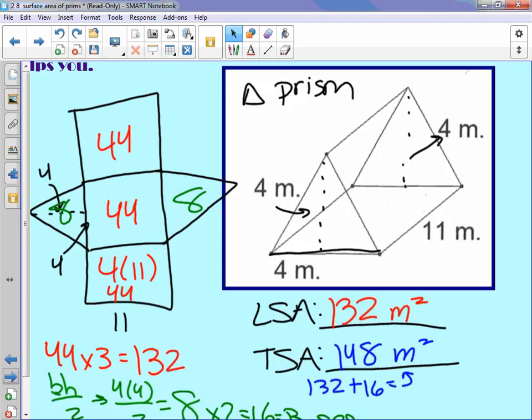Any other questions? Yes, ma'am. All bases are congruent. So here, that means if I find the area of this triangle, it's exactly the same as this one. You're not going to have to worry about finding the area of these, but I just want you to know. If I find the area of this, then I have the area of a hexagonal prism. Hexagonal prism. Okay.